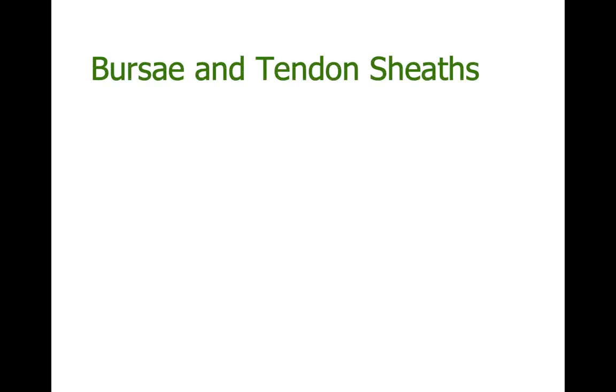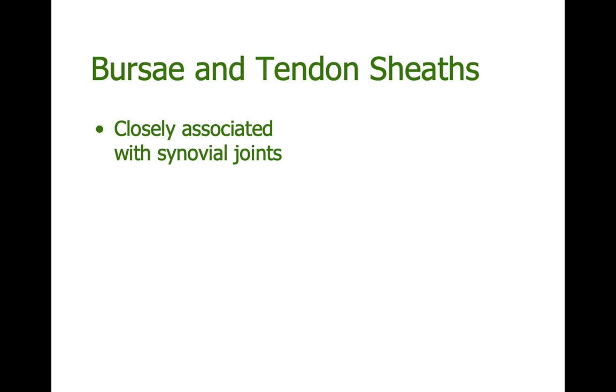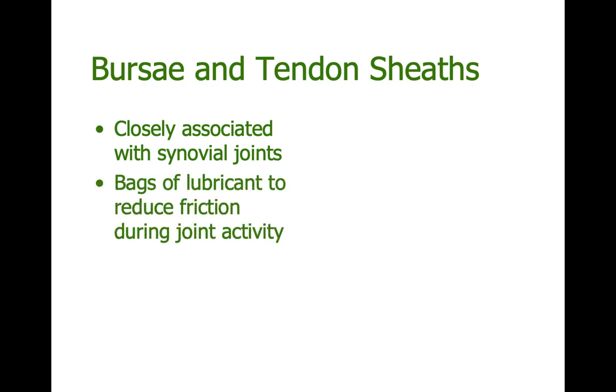Because our synovial joints are really complex and there's a lot of movement going on there, we're going to need some supporting cast members, and that's where the bursa and the tendon sheaths come in. As we say, they're going to be closely associated with synovial joints. The bursa specifically are bags of lubricant to reduce friction during joint activity. They're kind of a little shim that we put in to prevent bones from grinding on each other in an area where they get a lot of use or repetitive motion.